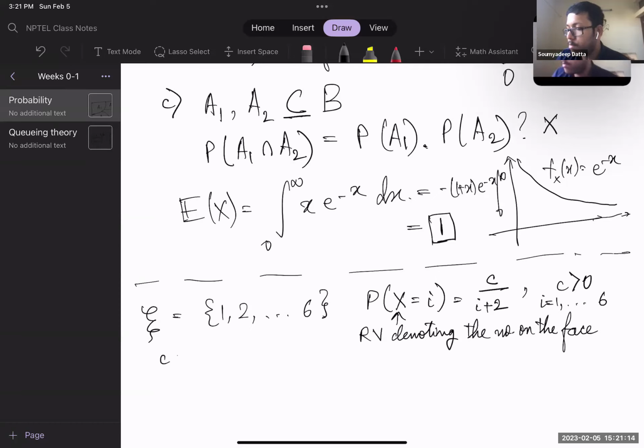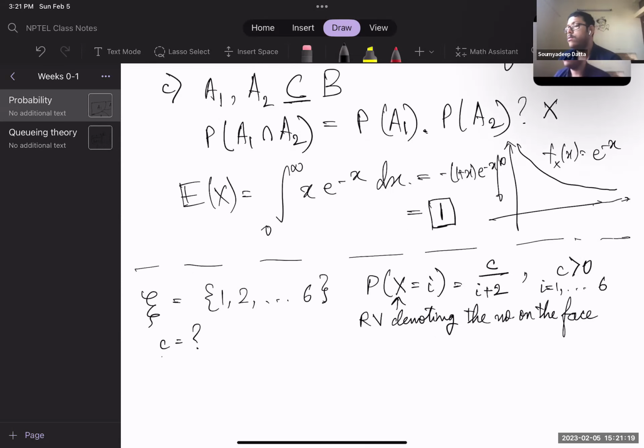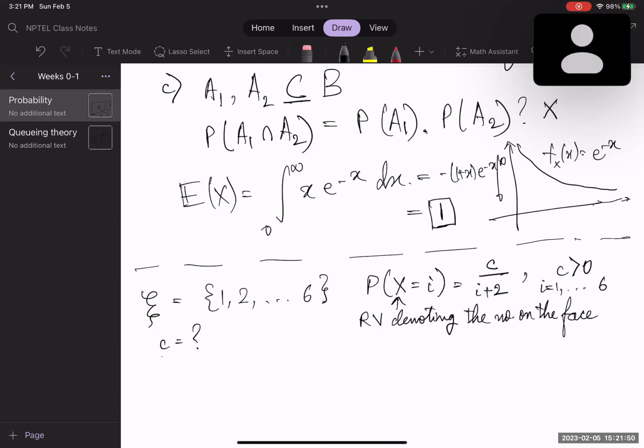Can anyone tell me how do we calculate C? So I need to find the value of C. Can somebody suggest? Take maybe 1 minute. Let's see. Maybe if you are rolling the dice once, the probability is 1 by 6 actually.